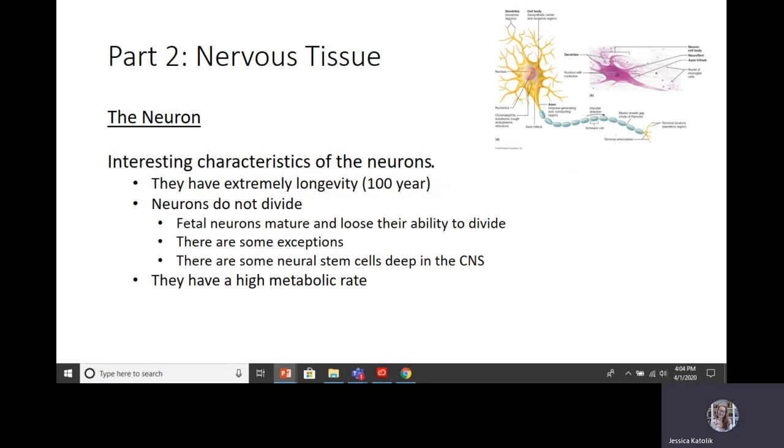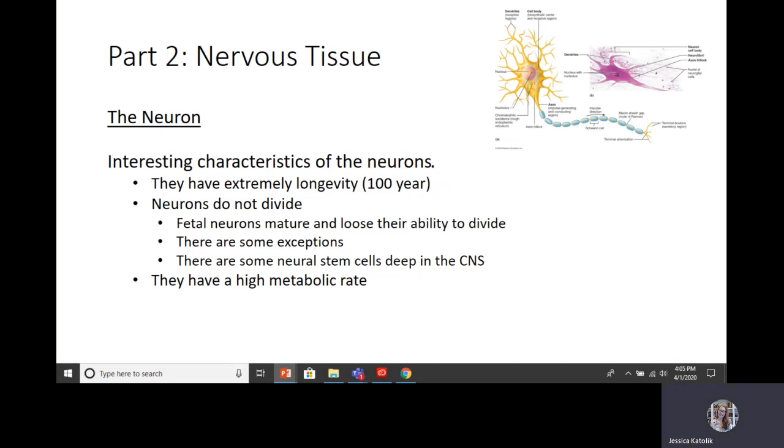The neuron has some really interesting characteristics when we compare it to other cells of the body. First and foremost, it has an extremely long lifespan when compared to other cells. A neuron can actually function for about 100 years, so it can function for the entire lifespan of an individual. So 100 years is just amazing, especially when you compare it to cells like the red blood cell, which only has a lifespan of 120 days or 700 miles throughout the circulatory system.